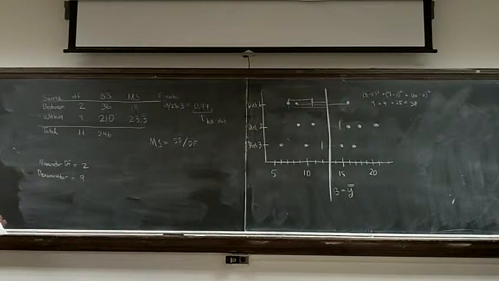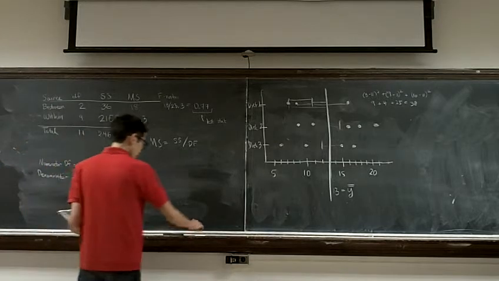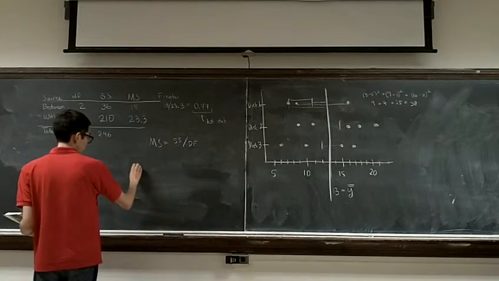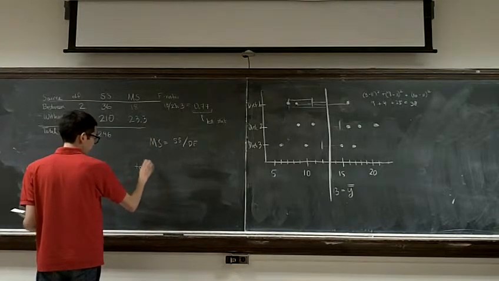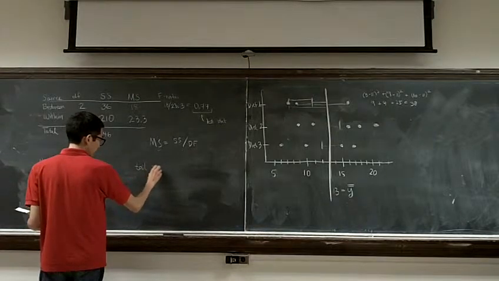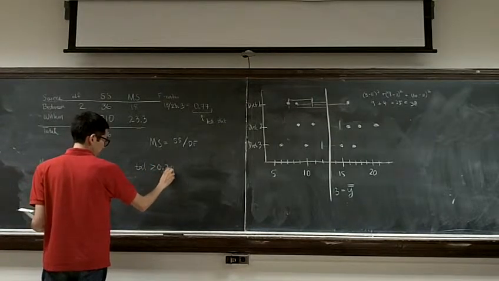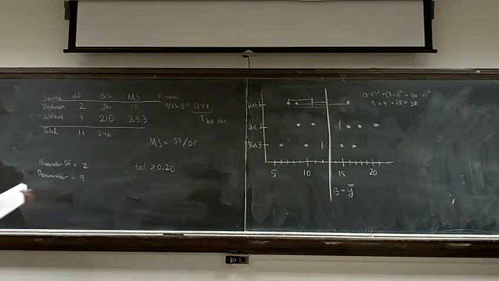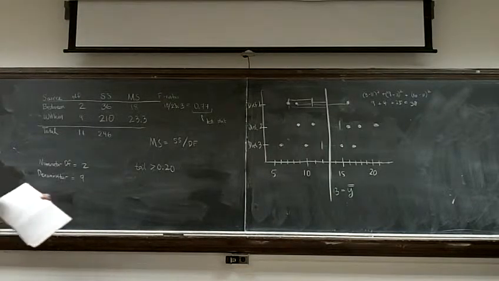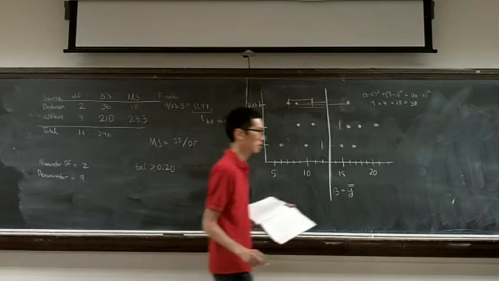And then you look up your test statistic. Our test statistic is 0.77. So that tells us that our tail probability is going to be what? Greater than 20%, whatever it is. Okay. That's using that table. Does that feel okay?